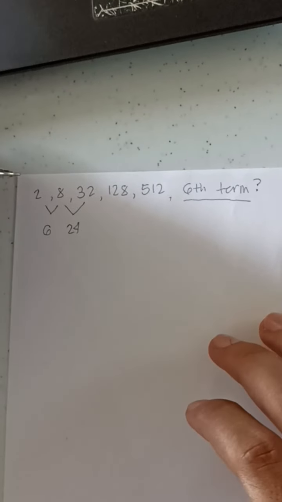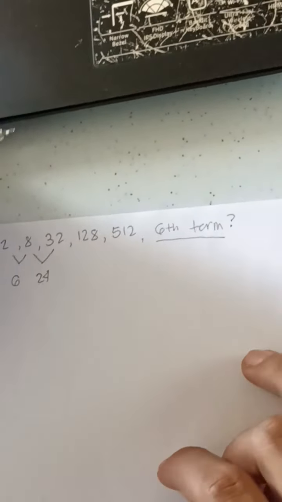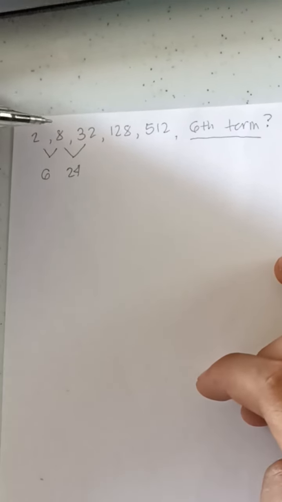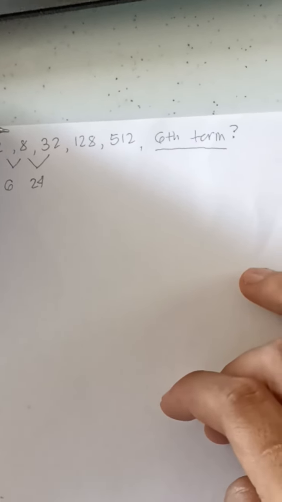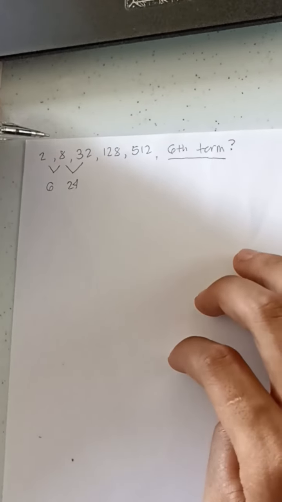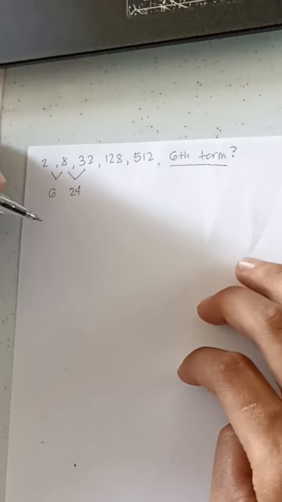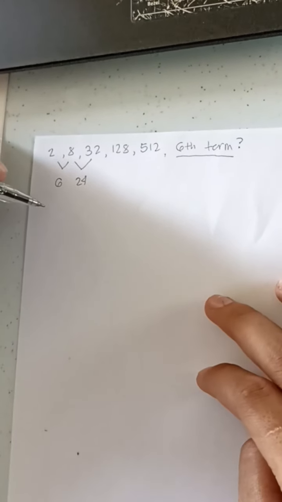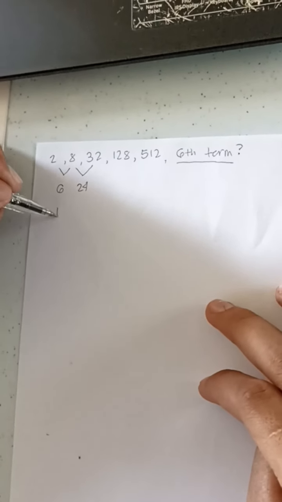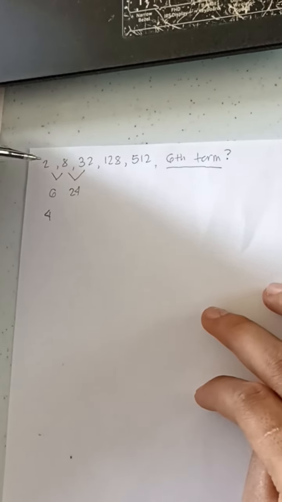Try to find out the ratio which is used in finding the common ratio in a geometric sequence. The thing that you have to do is to divide the second term by the first term. So if you divide 8 by 2, then you come up with 4, because 8 divided by 2 is 4.